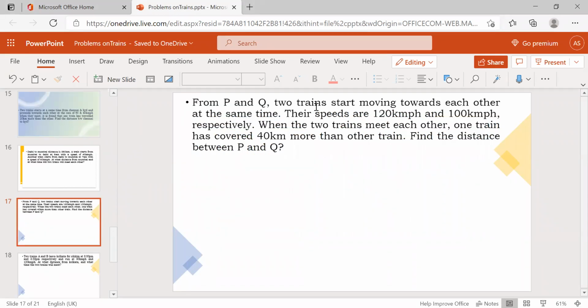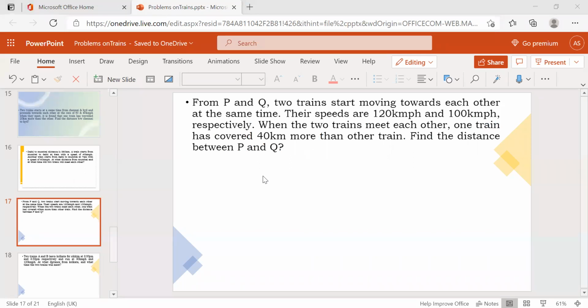Now, from P and Q, two trains start moving towards each other at the same time. Their speeds are 120 kilometers per hour and 100 kilometers per hour respectively. When the two trains meet each other, one train has covered 40 kilometers more than the other train. Find the distance between P and Q. So this comes under the type 2 problem. Just take the formula of type 2.